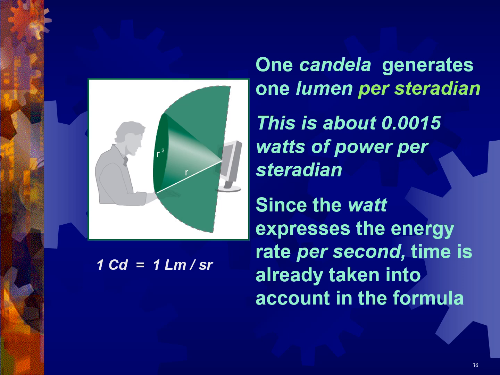One candela will generate 1 lumen per steradian. So when you get 1 lumen of light flux, that is 0.0015 watts of power, joules per second of light coming at you in a steradian area, that cone right there, that's equivalent to a light source that is 1 candela strong.